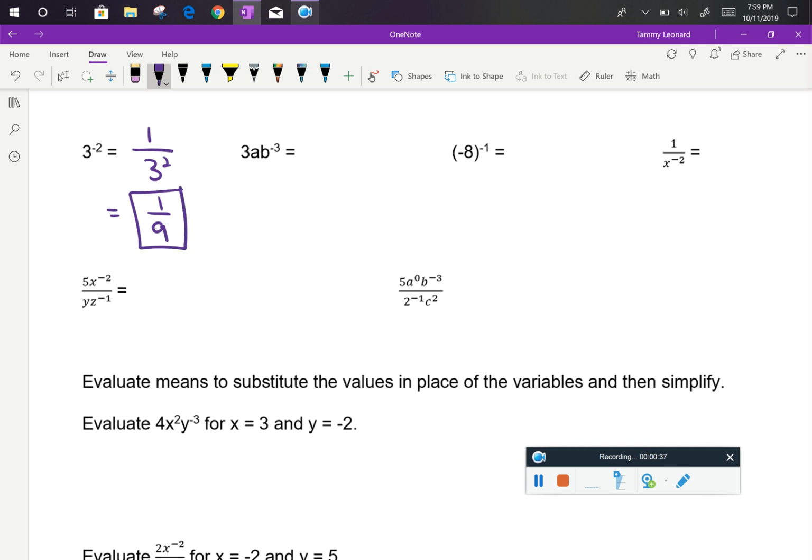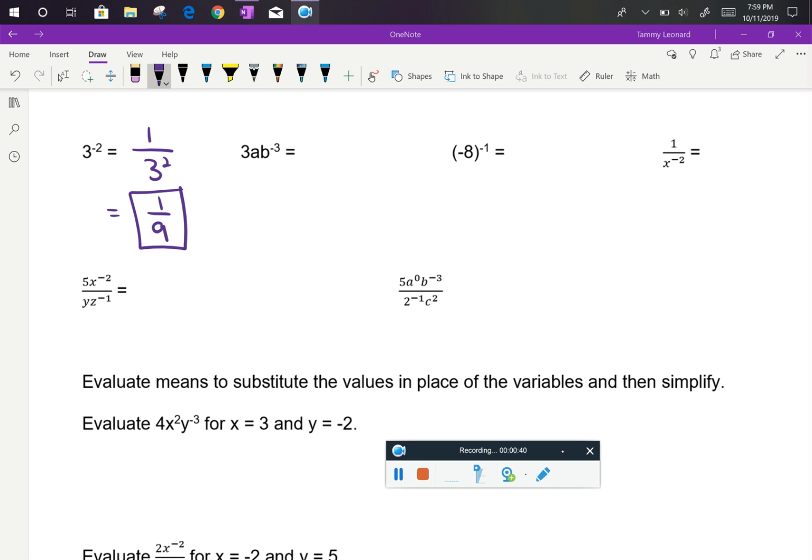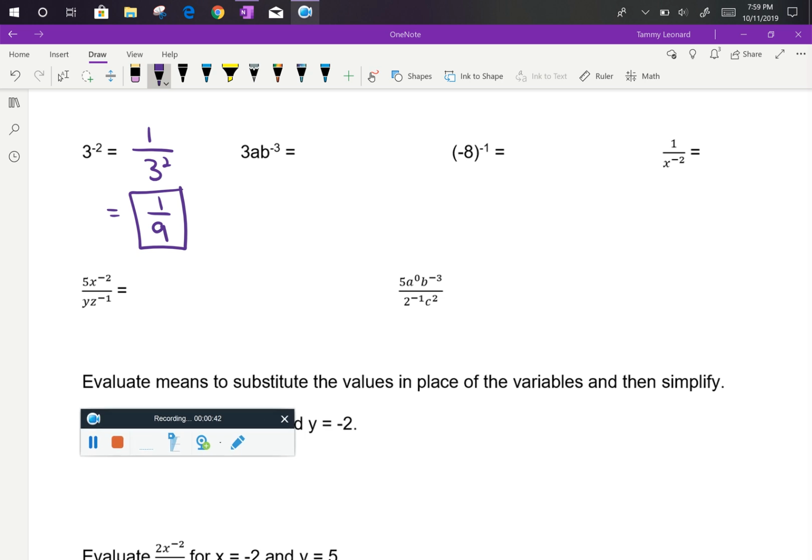In the next problem, we see 3a b to the negative third, and it's important to realize that the only thing being affected by that exponent is the b. So this is like having 3a times 1 over b to the third. But if you think about that, when you multiply a whole number by a fraction, we usually put a 1 underneath the whole number. And then we multiply straight across the numerators and straight across the denominators. So we have 3a divided by b cubed is equivalent to the expression we were given originally.